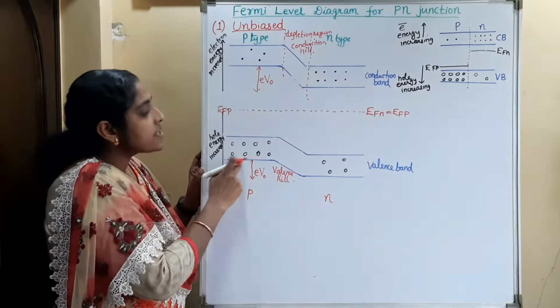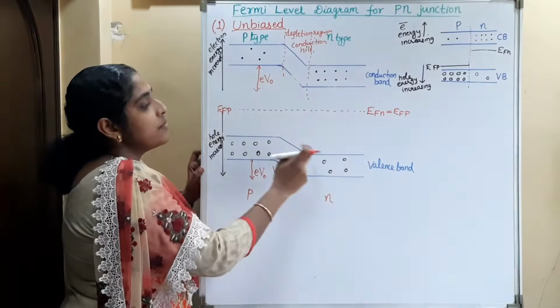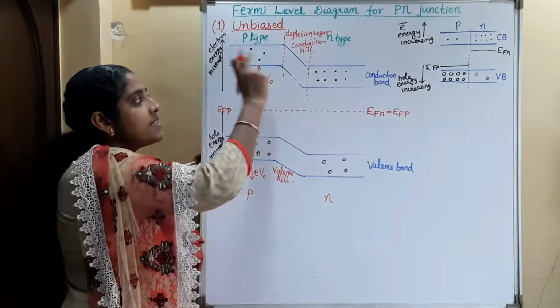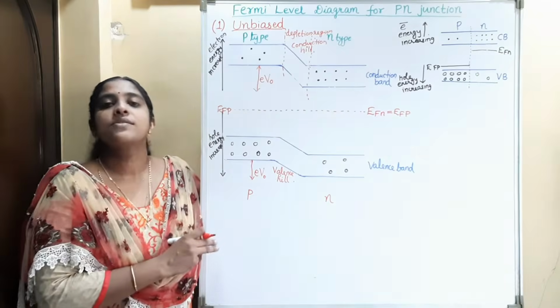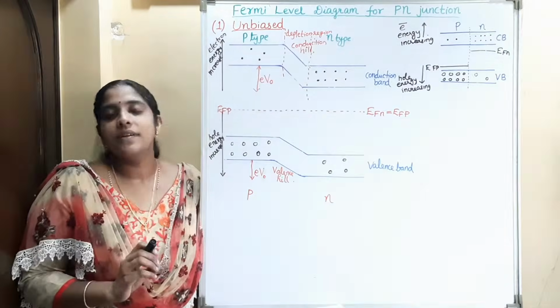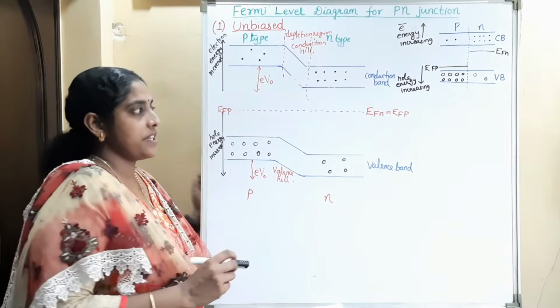Similarly, when a hole gets an energy equal to or greater than EV0, it can move to the valence band of the N region. Here EV0 corresponds to the height of the potential barrier. So this is the Fermi level diagram of an unbiased PN junction diode. Now we can see the Fermi level diagram in a forward biased PN junction.